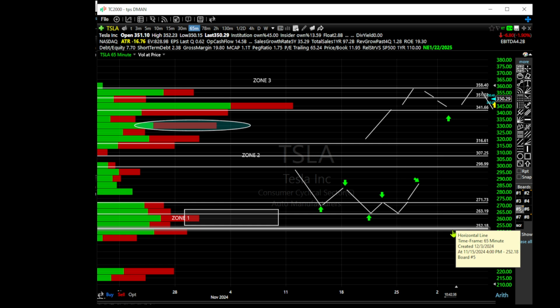Anybody tell me why? Like, what's the difference between what I just drew now and what I drew previously? What's the difference?